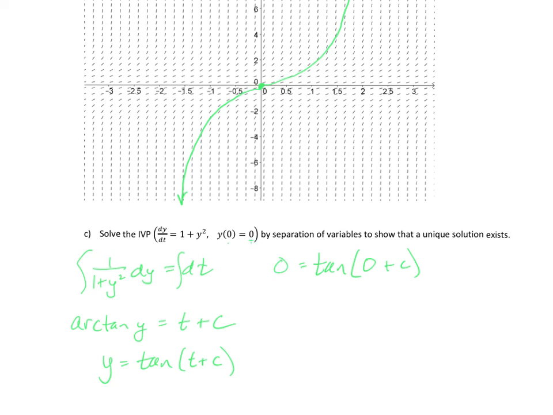So I'm making the y 0 and the t 0, and I'm going to solve for c. So 0 equals the tangent of c. So I want to find a point on the unit circle that has a tangent of 0. Okay, so that happens right here at 1 comma 0, because tangent is y over x, 0 over 1 is 0. So c is 0. So my final solution is y equals the tangent of t.